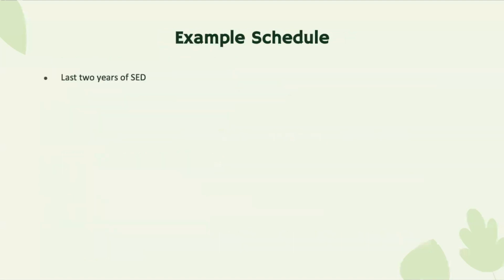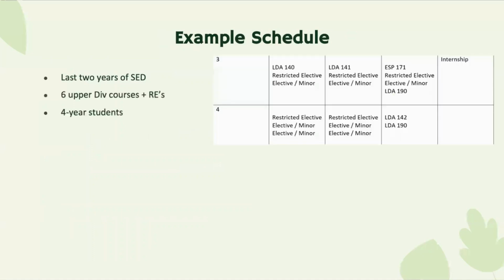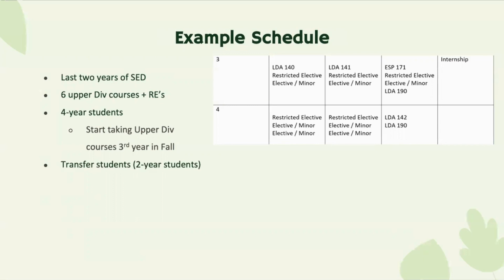These are some examples of schedules for how the last 2 years of the SED major will look. A reminder that there are 6 upper division courses plus restricted electives. The first table is a 4-year course matrix where 4-year students will start to take upper division courses in their 3rd year. In your 3rd year, you will take LDA 140 and 141 along with LDA 190 and ESP 171, as well as restricted electives.